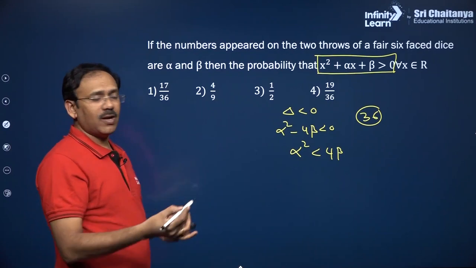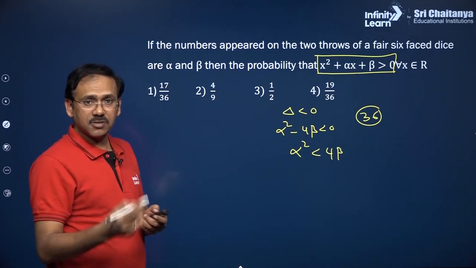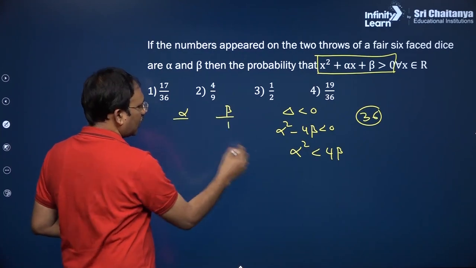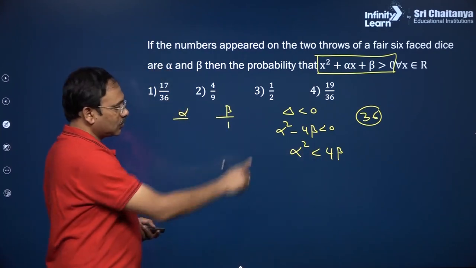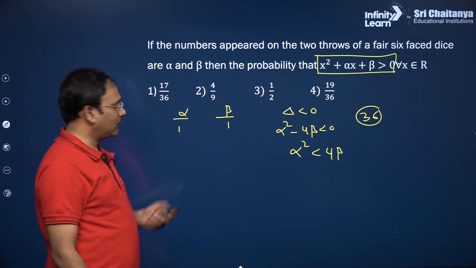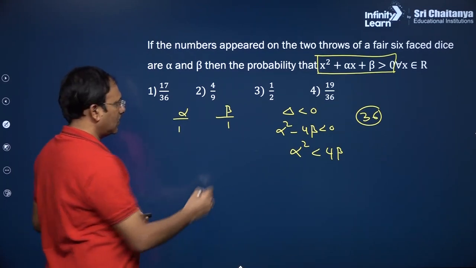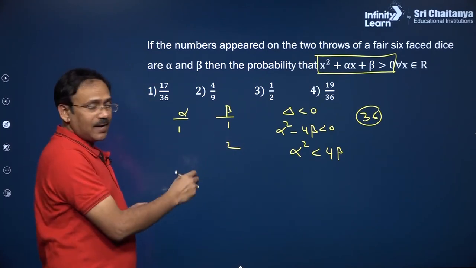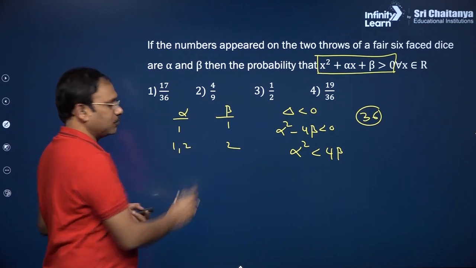So you just see how many ordered pairs, like 1, 1, 2, up to 6, 6, satisfy this. So alpha and beta, my dear friends. If you put beta is 1, alpha square must be less than 4, so you can take alpha is 1. You cannot take 2. If beta is 2, alpha square is less than 8, that means alpha can be 1 or 2, that's it.